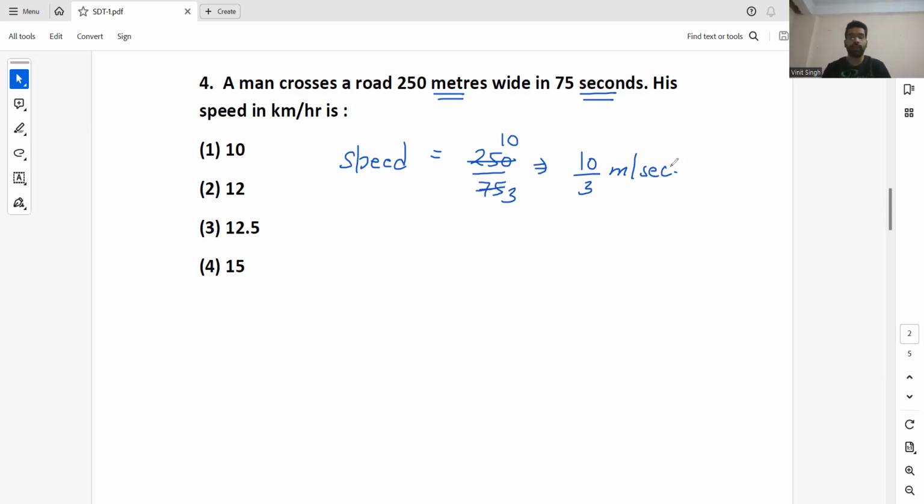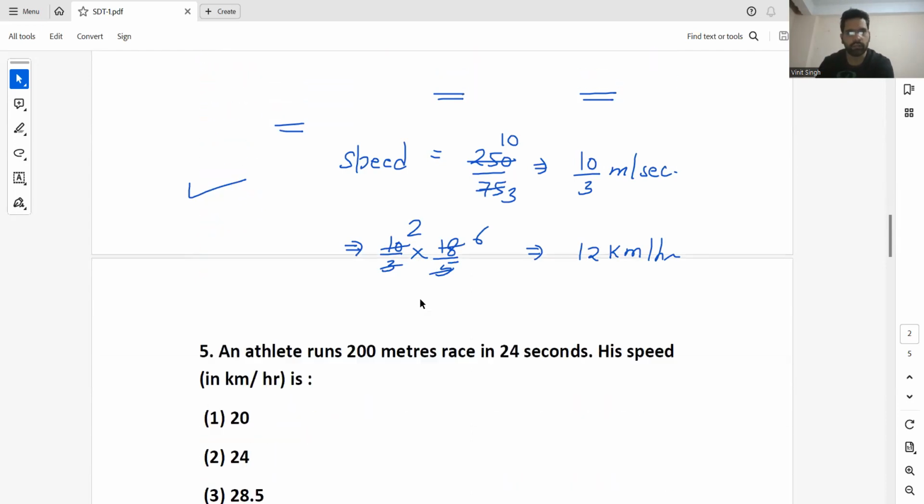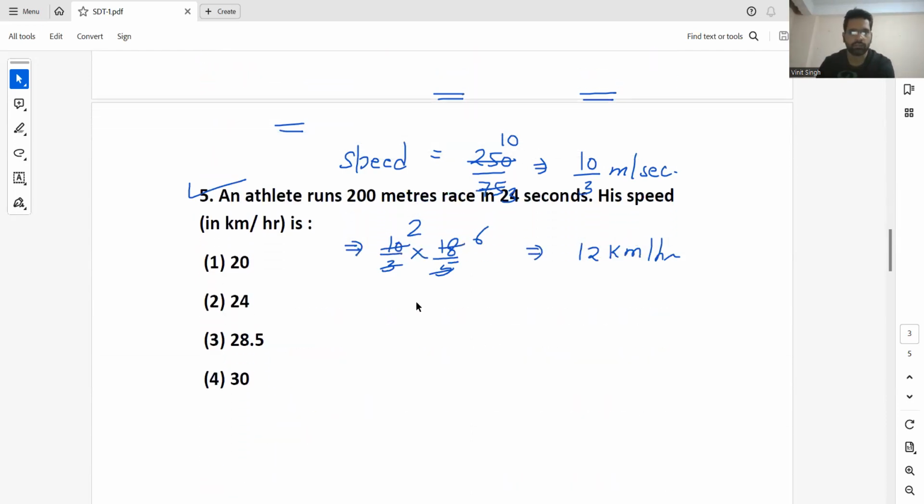And we have to find the speed in kilometer per hour. So for kilometer per hour, we will multiply by 18 by 5. Here is 6, here is 2. Speed will be 12 kilometer per hour. Option number 2. Now these are very basic questions. You will try and you will easily get your answer.